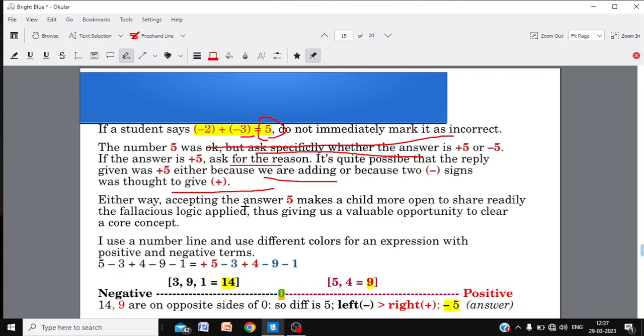But when you accept and then try to put the sign, at least the child has been accepted, they gain in confidence. And also, you have given a valuable opportunity to clear a core concept that minus and minus make plus only in multiplication. That was a confusion haunting the child. And then give the number line. Now you can say what it is.